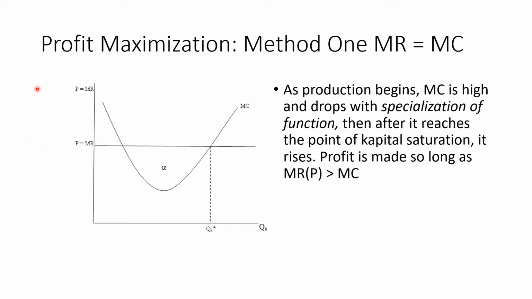At all these points up here, the marginal cost is greater than the marginal revenue. And so money out per unit is greater than money in per unit, and so you're operating at a loss. This area, this alpha, is where money in per unit, this marginal revenue, this price, is greater than money out per unit. And so this is all profit.